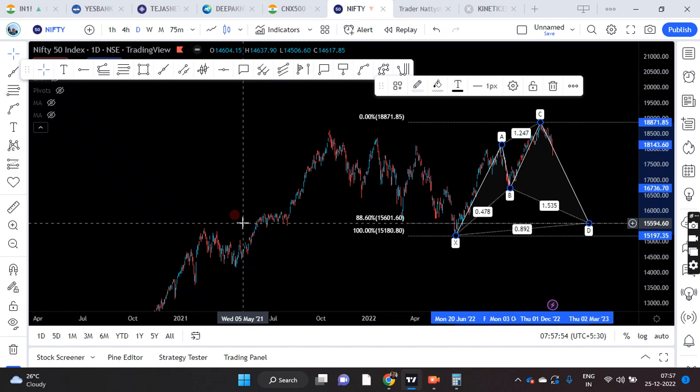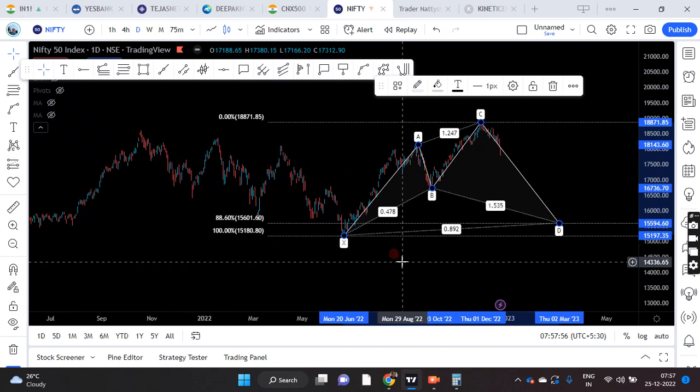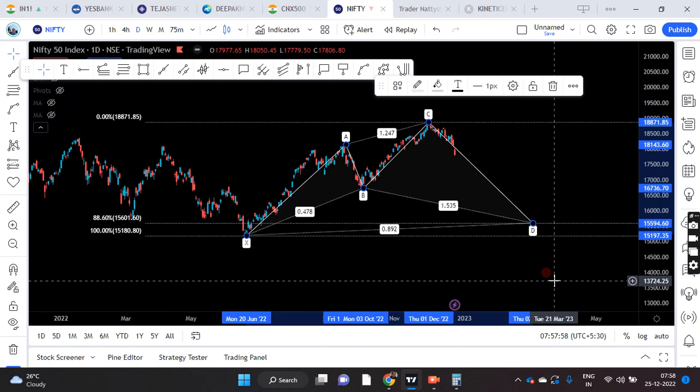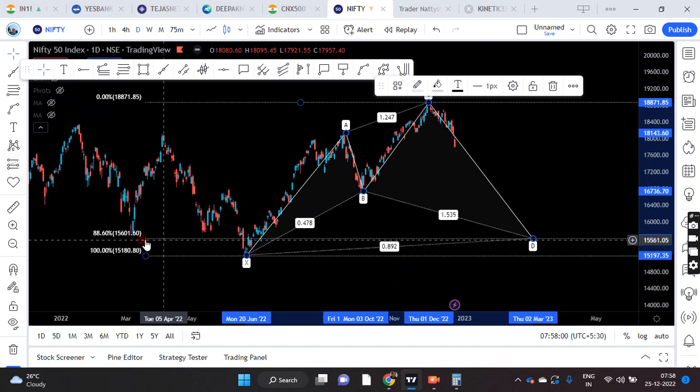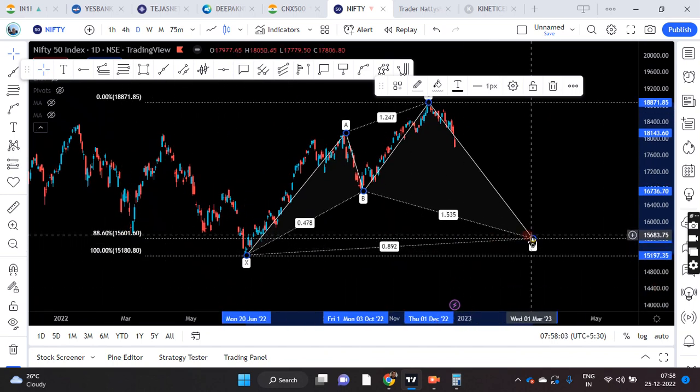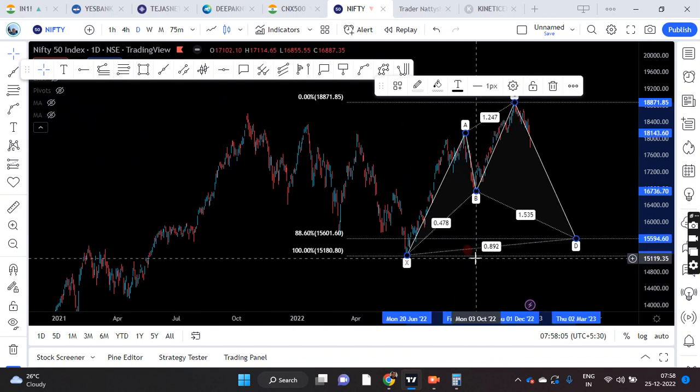So the worst situation, if things go out of hand, Nifty could go to 15,600. Just be aware.